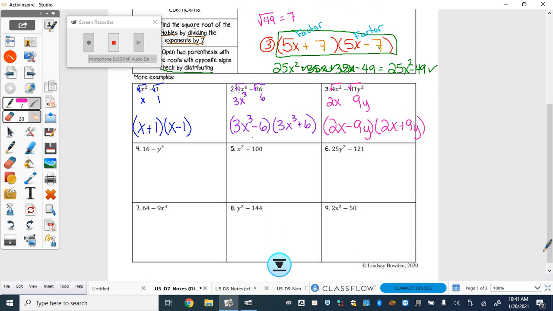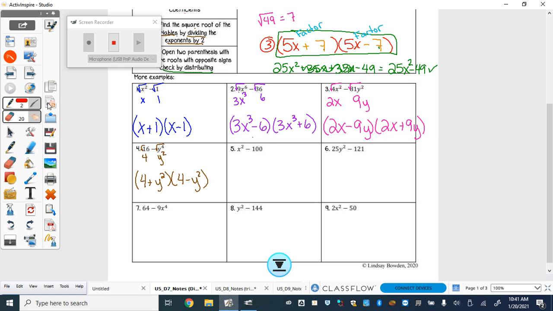Now, number 4, they changed the order a little bit. We're used to seeing our variable first, but they put it second, and that's okay. Method is still going to be the same. I'm going to take the square roots. Square root of 16 is 4. Divide my exponent by 2, so 4 divided by 2 gives me y squared. We do have to keep it in the same order. So my 4s are going to go first because my 16 went first. So 4 plus y squared, and then 4 minus y squared.